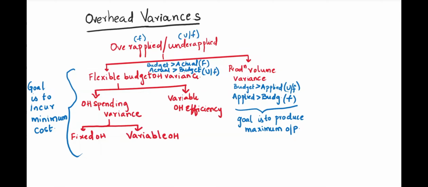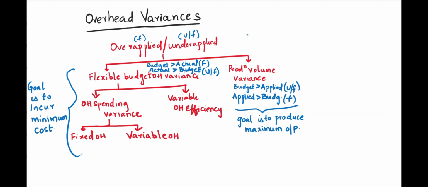Variances, specifically one-way, two-way, three-way, and four-way variances. So let's get started. Your overhead variance first and foremost starts with your over applied or under applied overhead. Now, over applied or under applied overhead does not give enough information about fixed or variable. So we will again split this into flexible budget overhead variance and production volume variance.